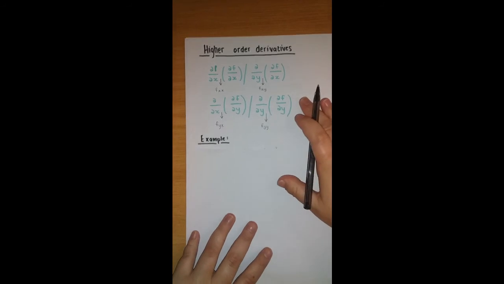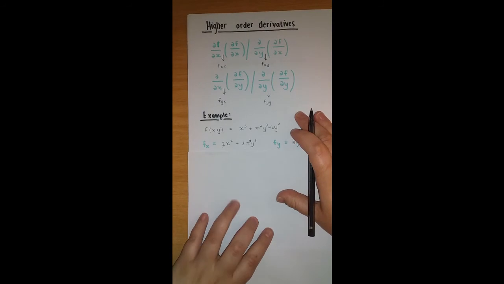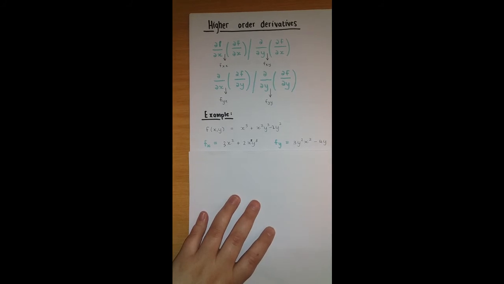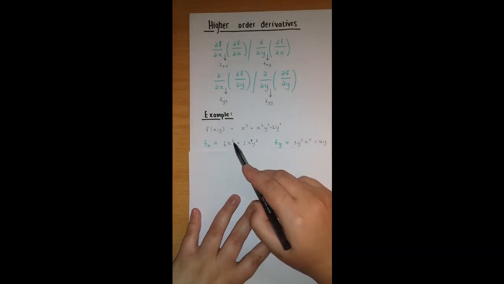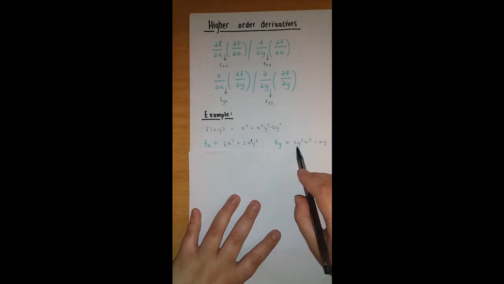For example, let's say your function is f of xy is equal to x cubed plus x squared y cubed minus 2y squared. So they're asking you to get f of xx and f of xy and f of yy and f of yx. Right. So first you would get your first order derivative. So you would derive f towards x, which is 3x squared plus 2xy cubed. And then you would derive f towards y, which is equal to 3y squared x squared minus 4y.